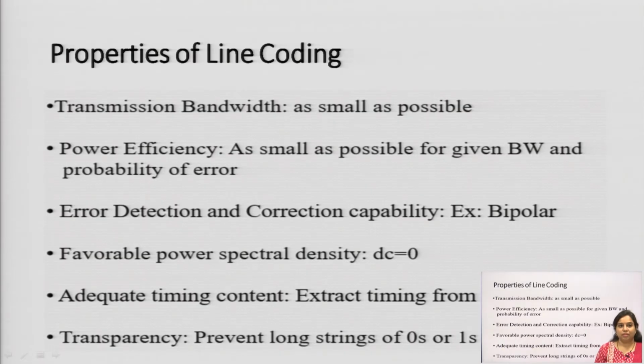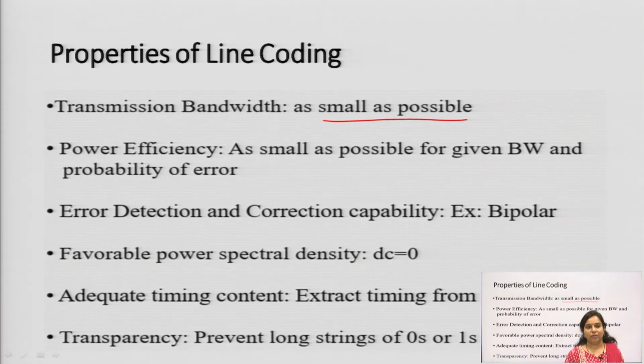Before we discuss different types of line coding, we have to see what the properties of line coding are. Transmission bandwidth should be as small as possible, because bandwidth is the main criterion whenever we are considering anything related to the channel. Lesser bandwidth is always required, because the requirement of internet is increasing day by day, and in the last 2 years after the pandemic situation, the use of internet has increased.